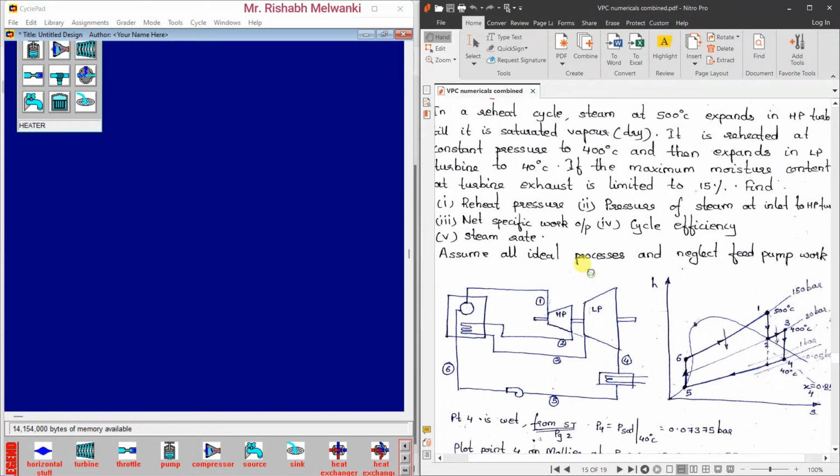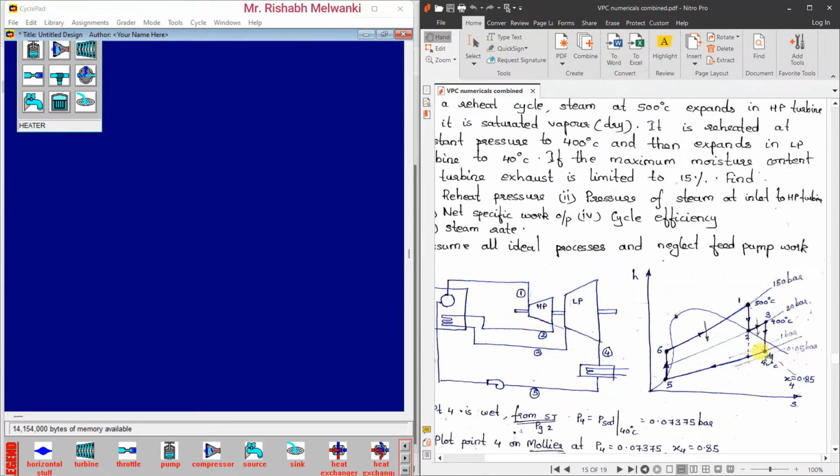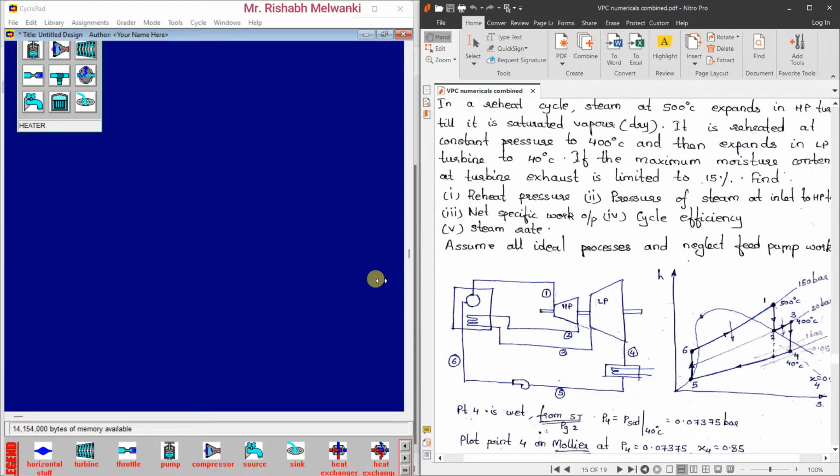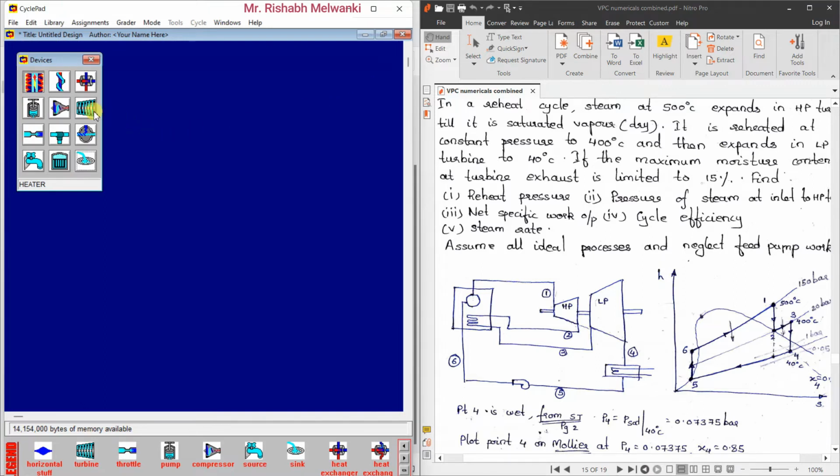Now if you see over here, for point number 4 we have two data, 40 degrees Celsius temperature and dryness fraction 0.85. So we are going to give the properties of point number 4 first. But before we begin, we will first draw the setup. So we'll start selecting the components. This one is heater, so this will be the boiler. Then we have the HP turbine, so this is a turbine.